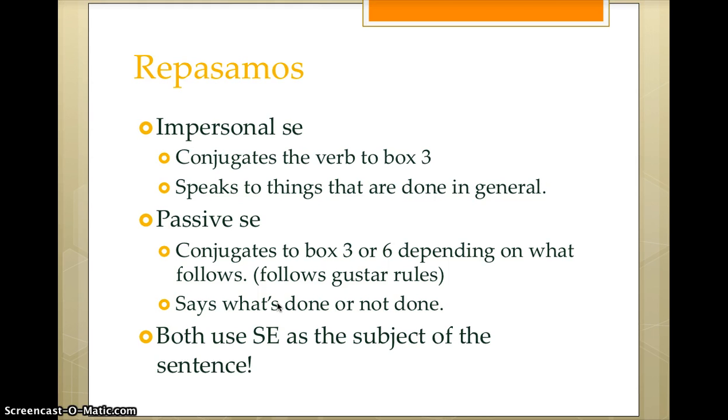The passive se conjugates to box 3 or 6, depending on what comes after it. It follows the same rules as gustar. It says what's done or not done. Like, se permite beber agua en la clase, pero se prohíbe comer. Both use se as the subject of the sentence.